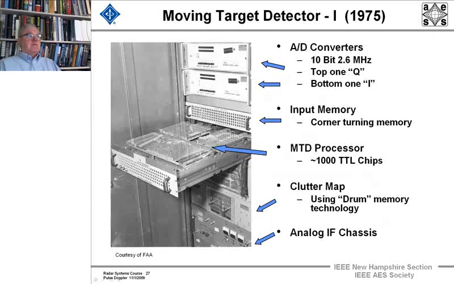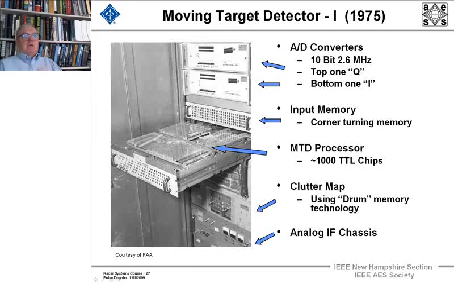Now here's actually what it looked like. It's ridiculous when you think about it. This was high tech in those times. Here's the I and the Q, A to D converter, 10 bits. The one on the top is the Q. You can see we appropriately magic marked it. And now you can buy far greater sample rates and linear dynamic range with all the characteristics in a chip. And here's the input memory where the data from pulse to pulse is stored.